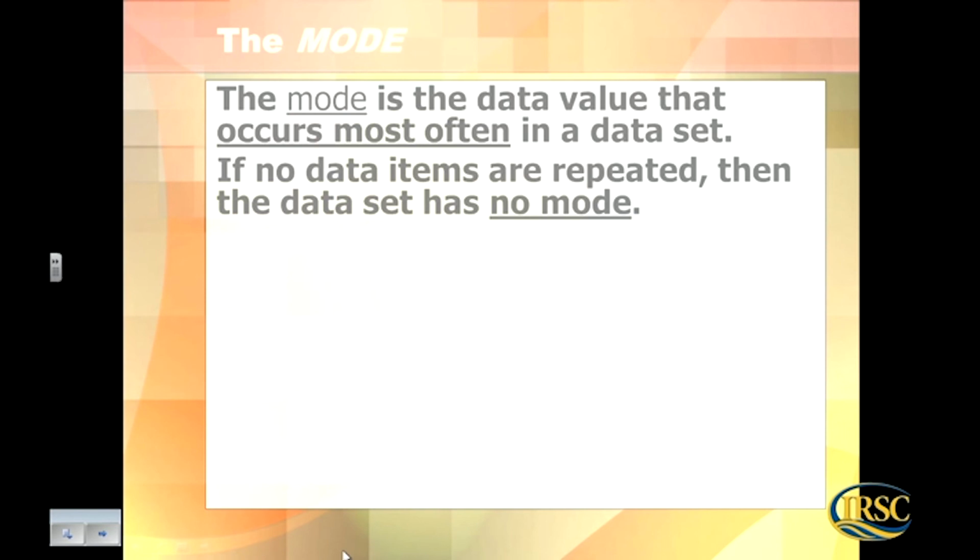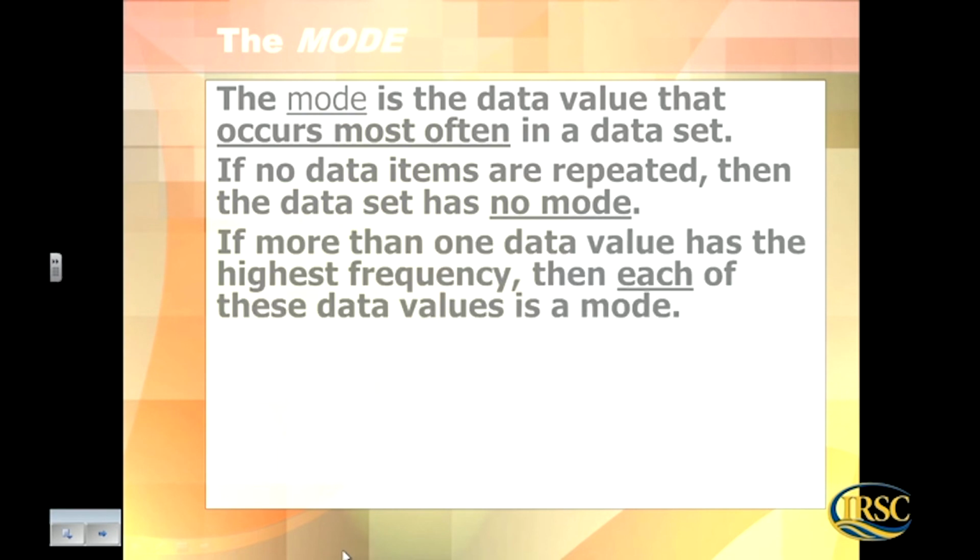The next type of central tendency we're looking at is the mode. The mode is the data value that occurs most often in a data set. If no data items are repeated, then the data set has no mode. So if every single item shows up only once, no mode. If more than one data value has the highest frequency, then each of these data values is a mode. So let's say 2 numbers pop up 3 times, and that's the most any number pops up. Both of those numbers are considered the mode. So there could be no mode, 1 mode, or multiple modes.